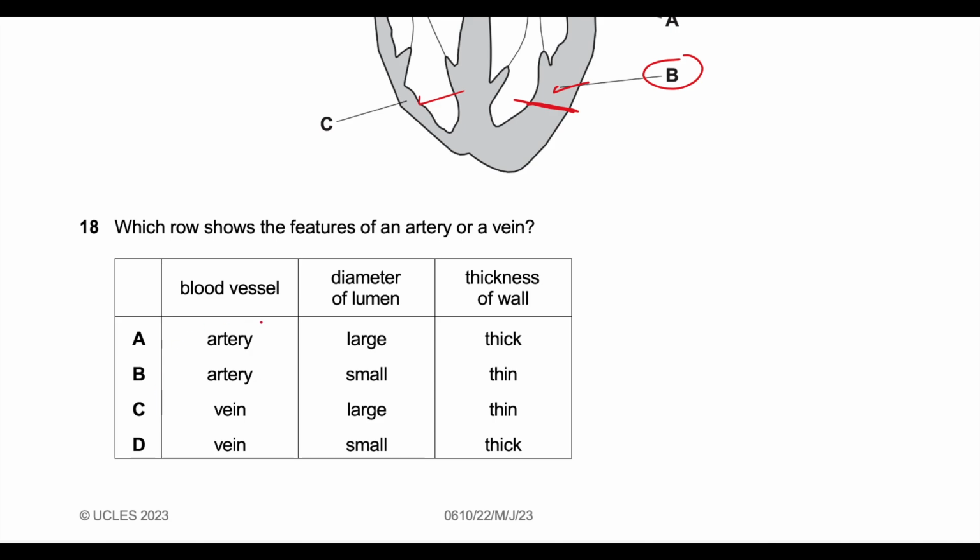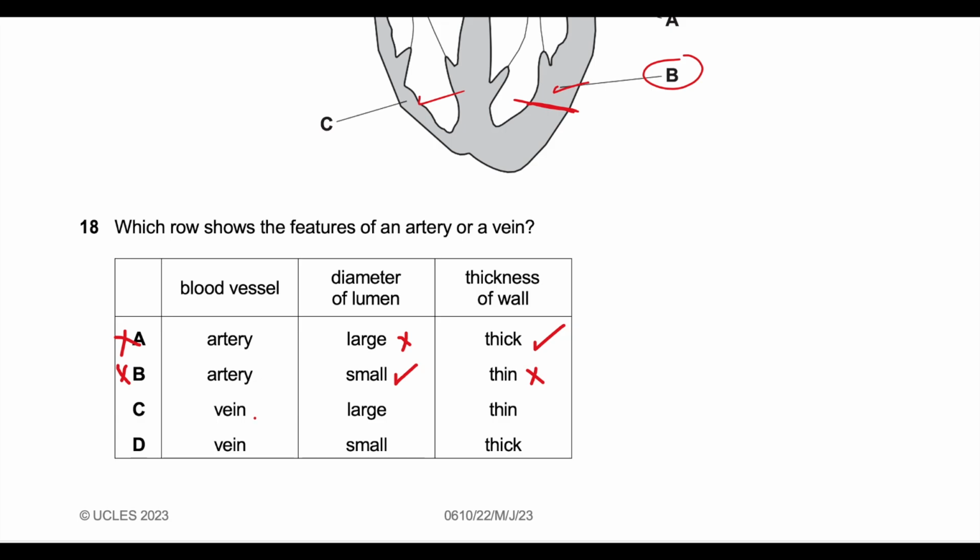Let's read the options. Here, the artery has a large lumen diameter. This is wrong. The thickness of wall is thick. That's right. So option A is wrong. B, the artery, the diameter of lumen is small. That's right. The thickness of wall is thin. That's wrong. We need it thick to deal with the high blood pressure. So this option is also wrong.